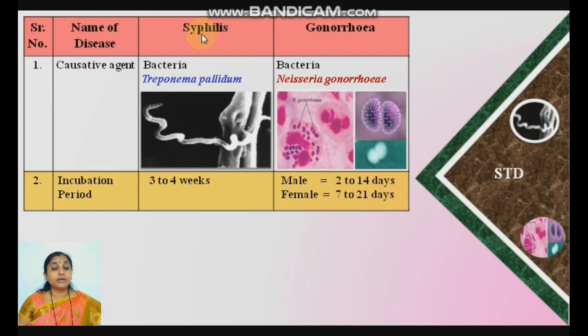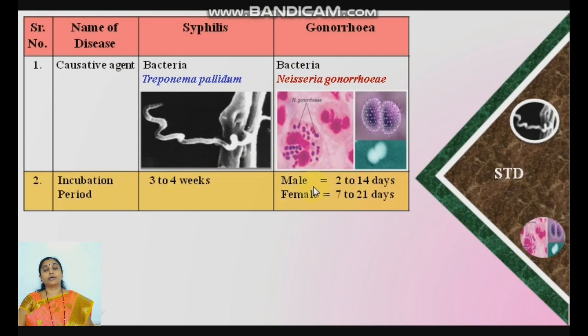In syphilis, it is 3 to 4 weeks. All these points are essential for writing in the board. These are the difference points: if a question asks you to write down the difference between syphilis and gonorrhea, these are the points. Causative agent, then incubation period. The incubation period for syphilis is 3 to 4 weeks. One week we know is 7 days, and here it is 3 to 4 weeks.